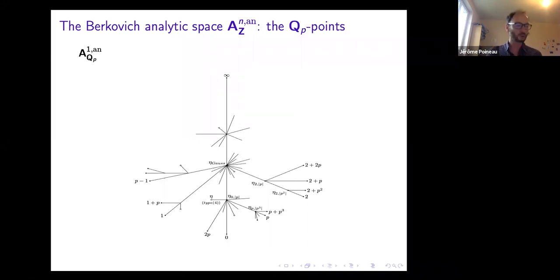Okay, so I don't want to spend too much time on those Berkovich spaces here, because we don't really know how to understand the topology, but I still want to recall that they have a very nice topology.